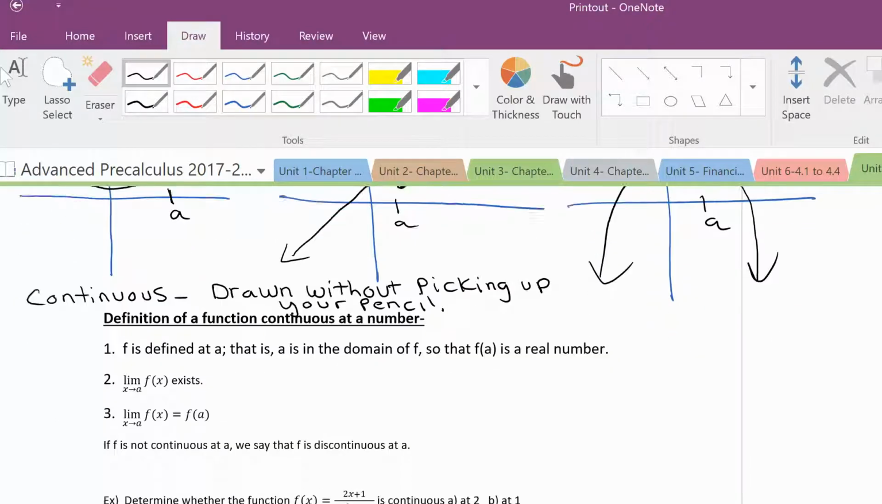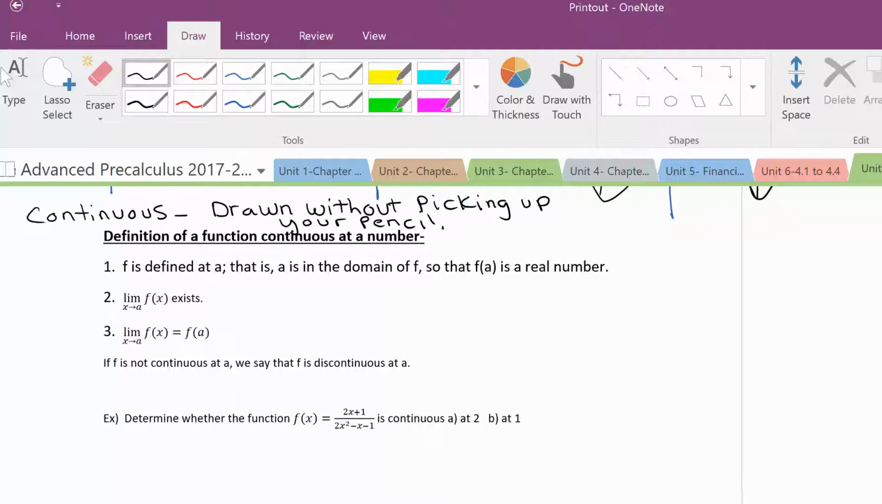So algebraically, to find out if a function is continuous at a certain number, there are three conditions. Number one, the function is defined at that x-coordinate a, that is, a is in the domain of f, so that f of a is a real number. Number two, the limit as x approaches a of the function exists. And number three, the limit of the function as x approaches a is equal to f of a. If it is not continuous at a, we say that f is discontinuous at a.